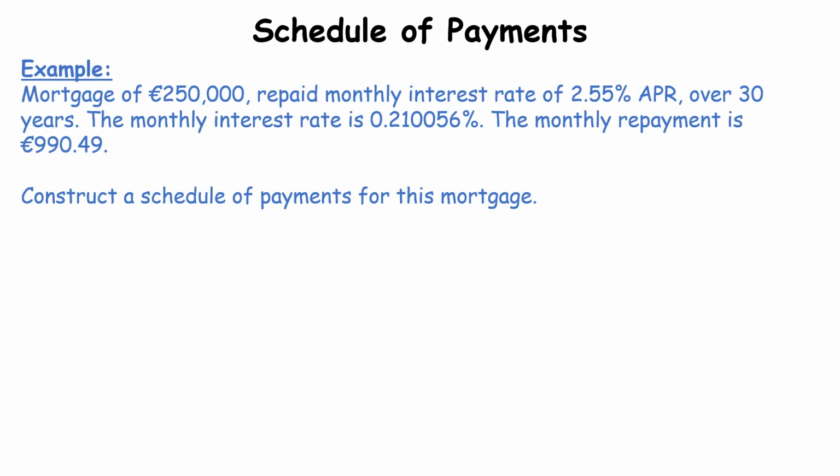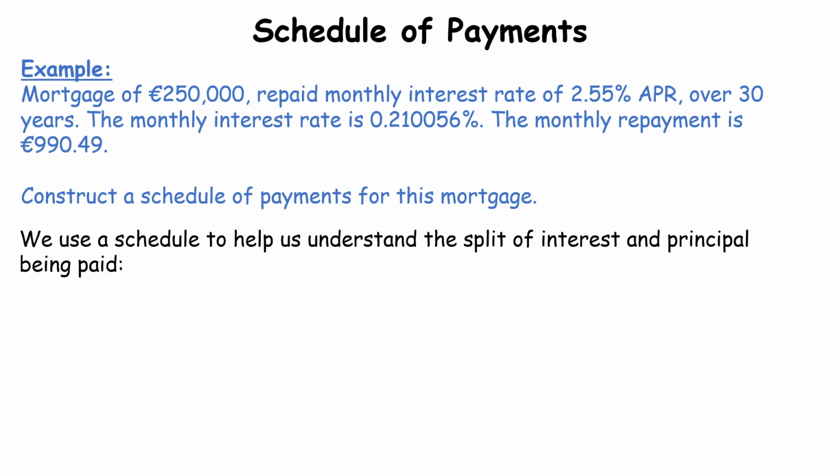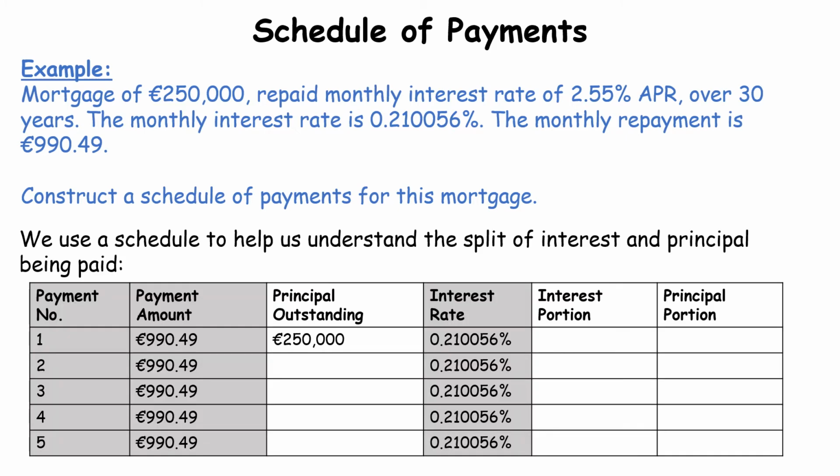So let's look at doing what's called a schedule of payments for this particular example, keeping this example. A schedule of payments is to try and understand how that payment is broken down between interest and principal. So here's a table. I'm going to do 5 payments. This is our same example. If you take a look, we have the first payment, and all the payments are set, that doesn't change. The interest rate is set. So the outstanding principal at the start, you owe the whole 250,000.